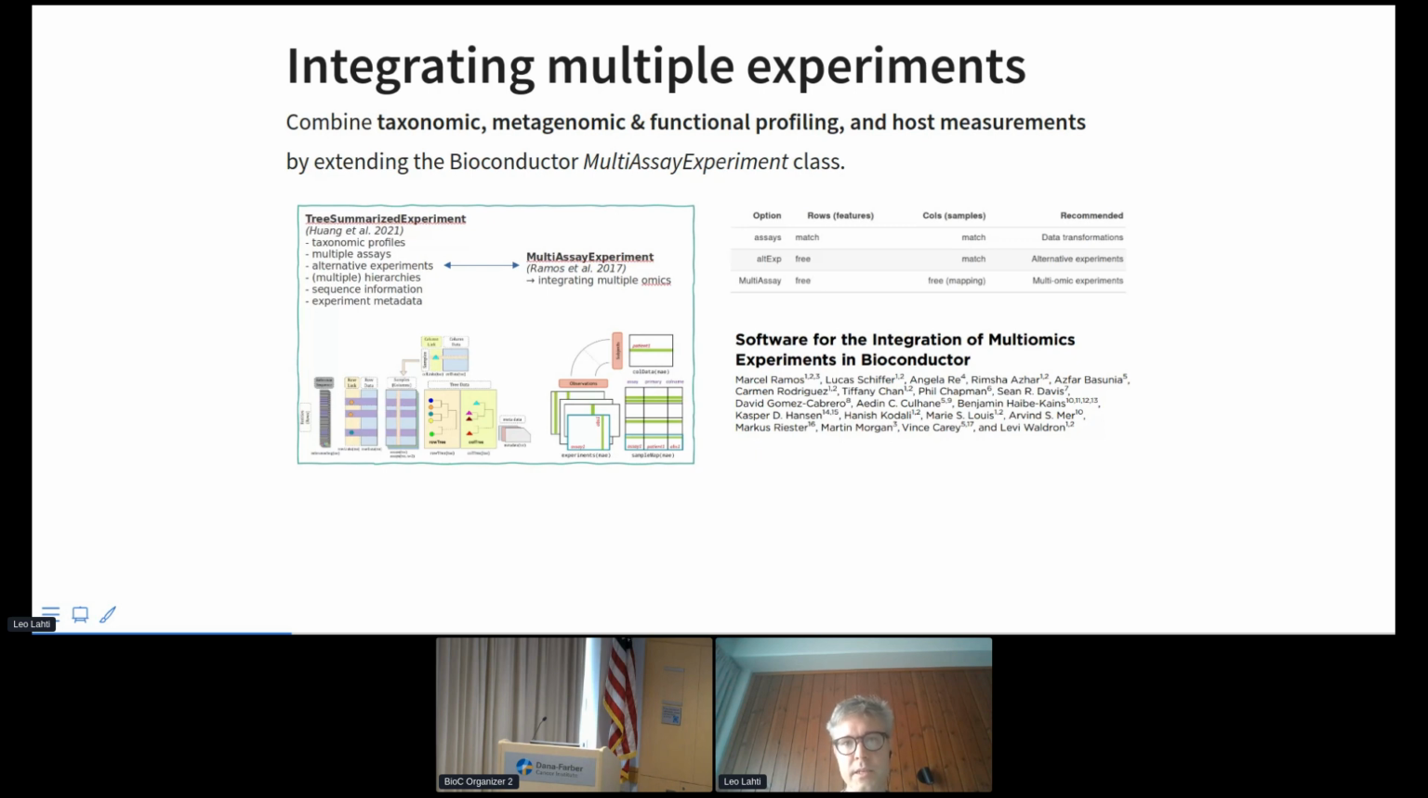And then we use the MultiAssayExperiment, which is an established class in Bioconductor, for integrating these different types of omics. And of course, this idea is by no means specific to microbiome analysis. It is applied in different applications in Bioconductor, but we have now taken advantage of this in the particular context of microbiome research. And there are different varieties of the data integration depending on whether the samples match, whether the features match, and how well they are interlinked. So we can utilize different aspects of these containers depending on the case.